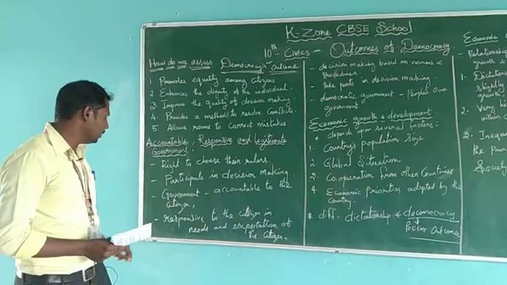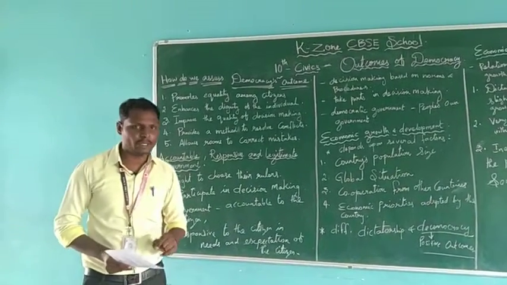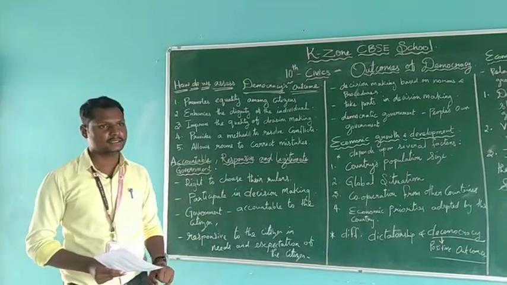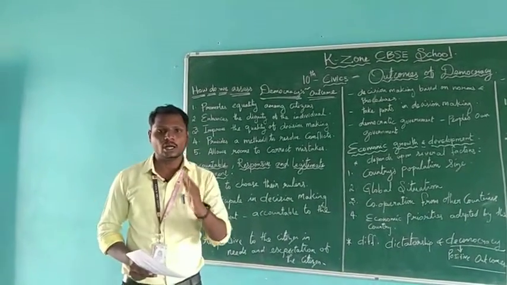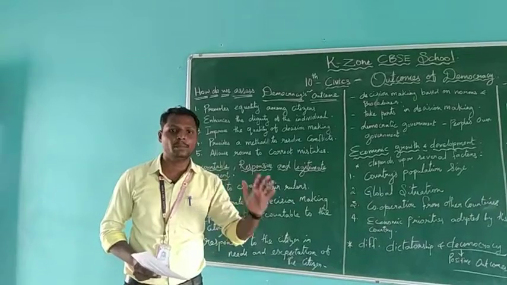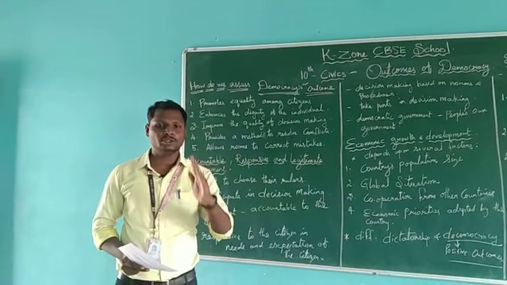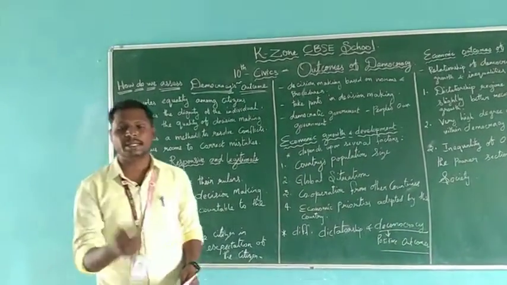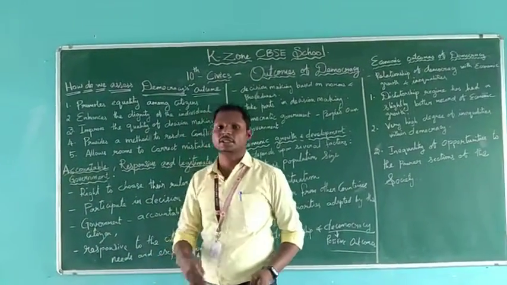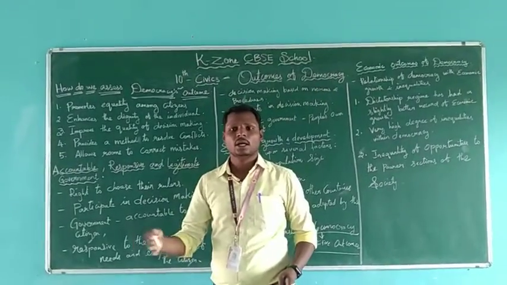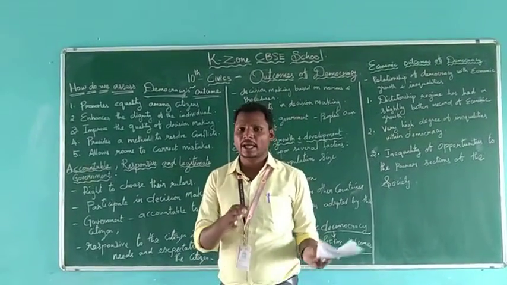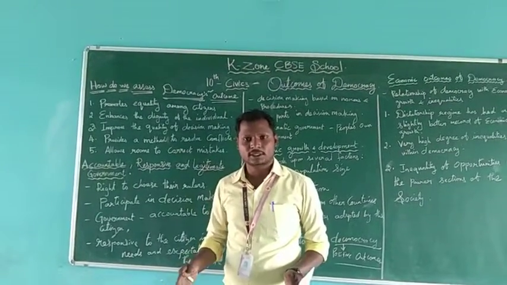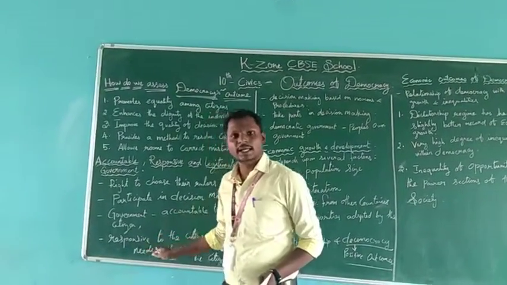They can participate. And the democratic government should be accountable to the citizens. Whatever they are doing, they are accountable to the citizens only, not to any other party. And responsive to the citizens in their needs and expectations. So people have some expectations, that our government should be like this and this should be happening in our country. If there are any expectations and needs of citizens, they should respond to the citizens.